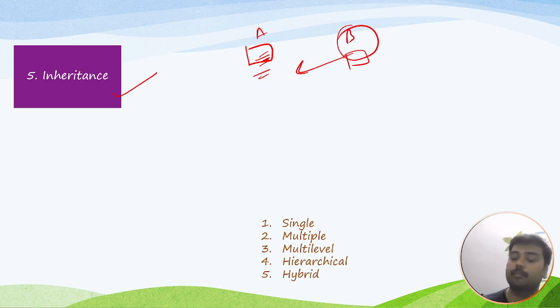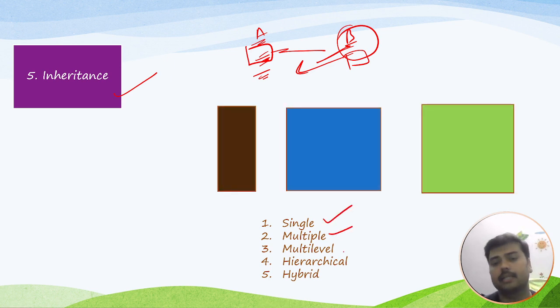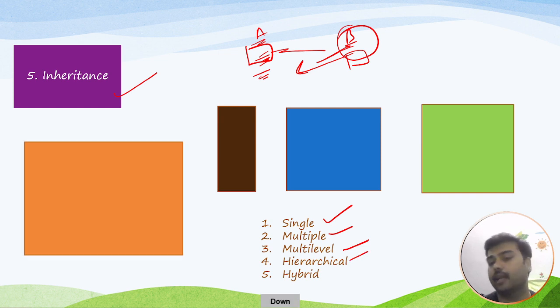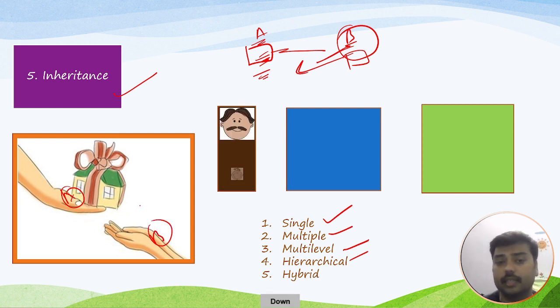Suppose A contains some properties. These properties are accessed by using the object of A. But if the object of B acquires or collects the properties of A, that is simply known as inheritance. It is again categorized into categories like single inheritance, multiple inheritance, multi-level inheritance, hierarchical inheritance, and hybrid. If a class transfers its properties to another class, that is known as single inheritance.